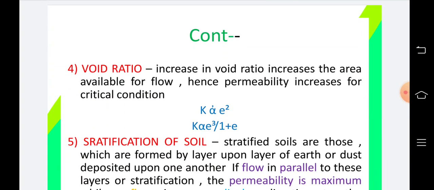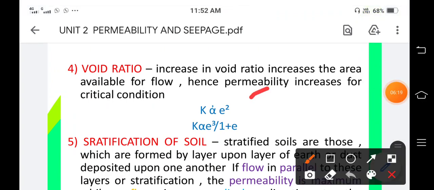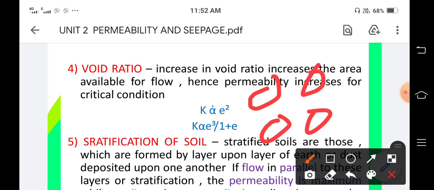Then the void ratio, okay. So increasing the void ratio means increasing the area available for flow, hence the permeability increases, okay. यानी क्या कि जैसा आपका वॉइड्स का गैप बढ़ेगा, सॉइल सैंपल में वॉइड्स का जो गैप है वो जितना बढ़ेगा उतना ज़्यादा पानी फ्लो हो जाएगा. It means that increasing the void ratio, increasing the area available for flow, hence the permeability goes on increasing, okay.